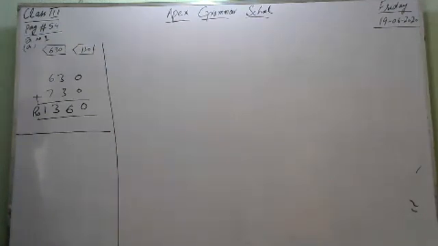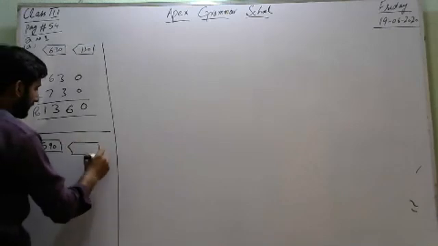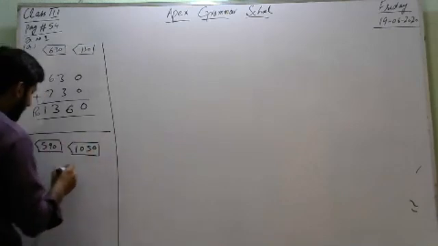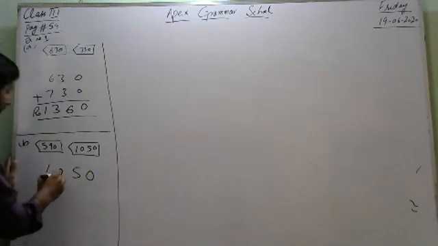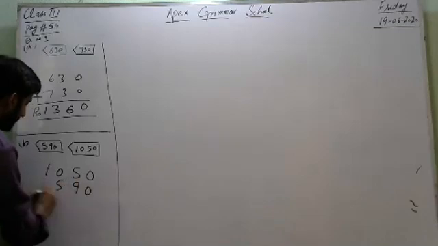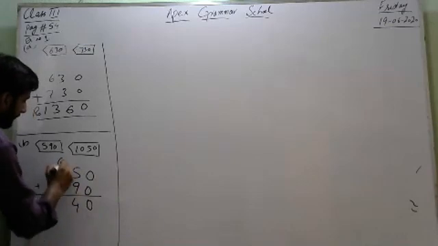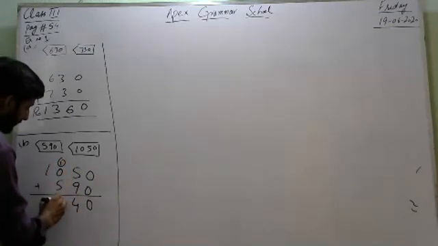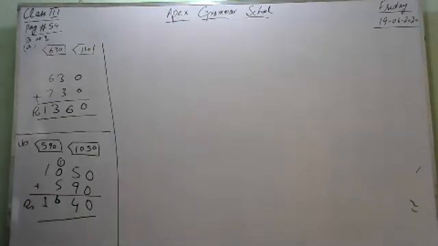B part is 590 and 1050. 1050 is larger value, so we will place it on the upper side and 590 on second number. 0, 5 plus 9, 14, 4, 1 carry, 5 plus 1, 6, and 1 as it is. 1640 rupees.